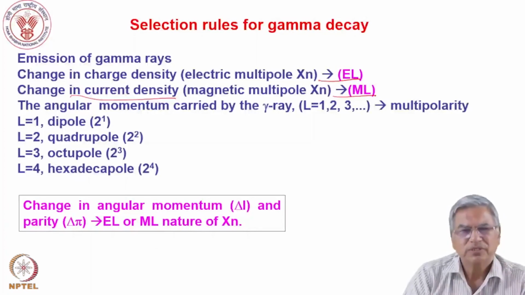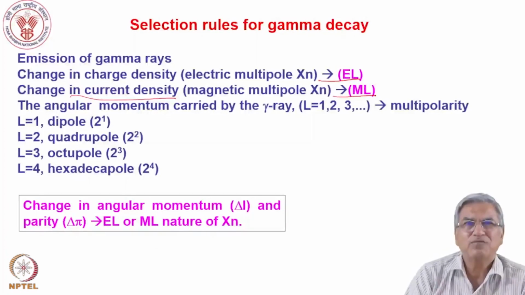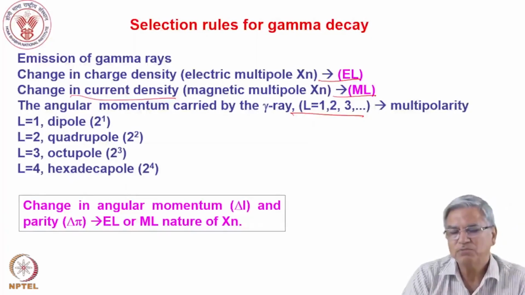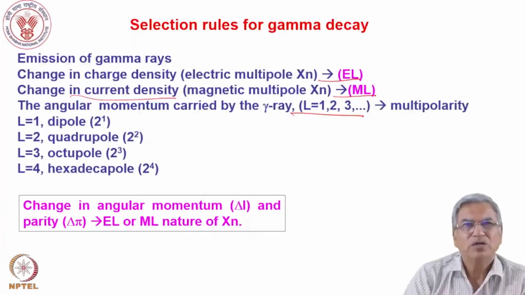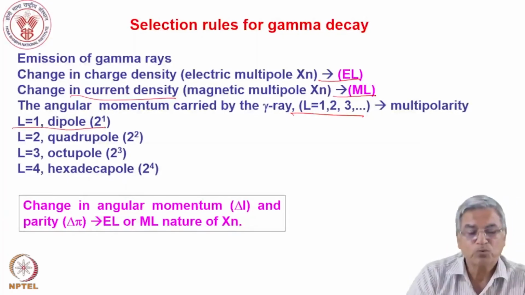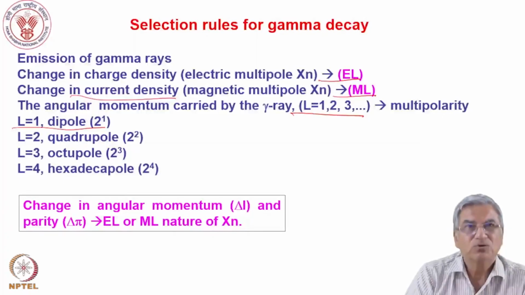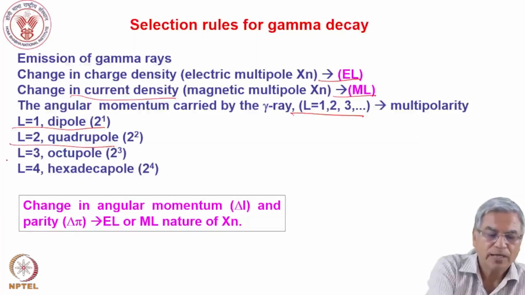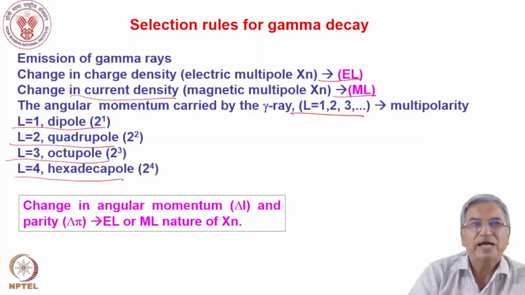And so whatever the angular momentum that the gamma ray photon is carrying, we'll call it capital L, and it will carry the integral value of the angular momentum. So L could be 1, 2, 3, and so on, and that we call the multipolarity of the gamma ray. The multipolarity is 2 raised to the power L. So L equal to 1 we'll call a dipole gamma ray, L equal to 2 quadrupole, L equal to 3 octupole, L equal to 4 hexadecapole.